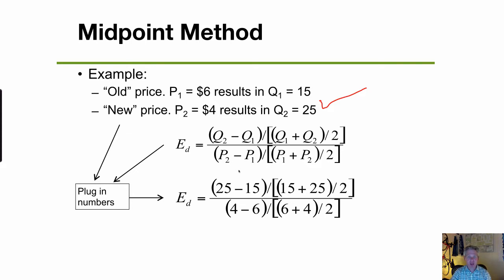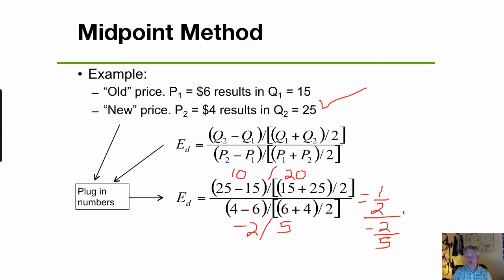So let's see what we get here. 25 minus 15 is 10, divided by 15 plus 25 is 40, divided by 2 is 20. This is 4 minus 6, which is negative 2, divided by 6 plus 4 is 10, divided by 2 is 5. So we have 10/20ths divided by negative 2/5. I'm going to put that here. 10/20ths is the same as 1/2, and that is divided by negative 2/5.